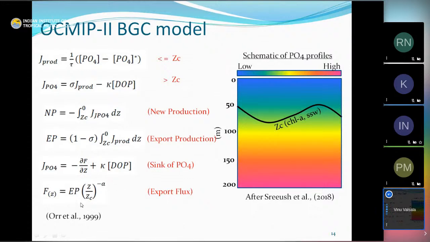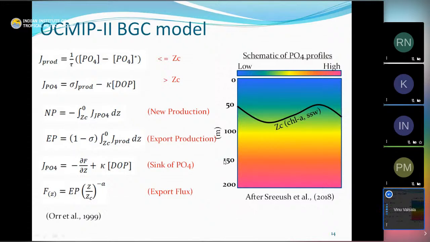I'm not going to detail this model. This is the OCMIP2 protocol by Orr et al. 1999. It's a very old protocol, but it works very well for global ocean carbon cycle research. Now, we have modified this model by introducing a spatially varying compensation depth in our past research, because earlier in this model protocol you take a flat compensation depth, which works, but when we look at the oxygen profile in the ocean, such a flat compensation depth is not accurate for depicting the seasonal cycle of carbon in the ocean.